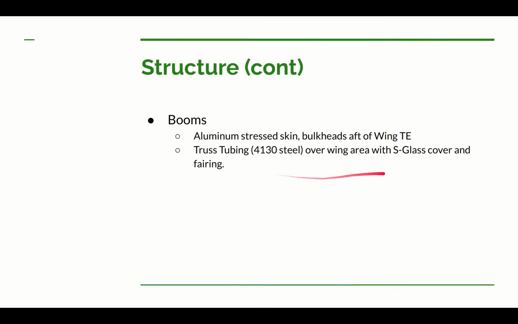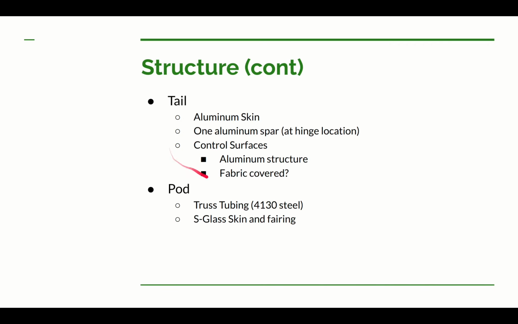So we've already covered this last bullet here. We're going to use truss tubing for the boom area right where the wing is, and cover it with some sort of fiberglass cover and make it faired. So we've already kind of introduced the tail. We're talking about where we're going to attach the tail to the boom. Again, like the wing, I'm talking about having aluminum skin on it. That's to help handle torsional loads.